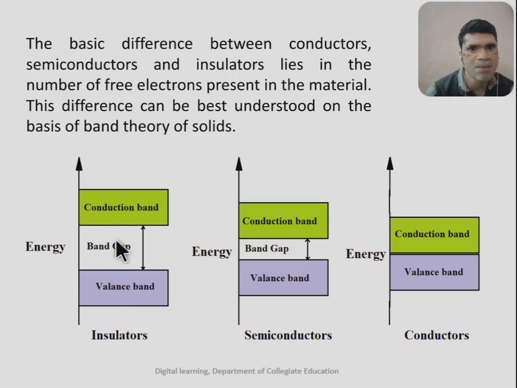When the band gap is very large, it is considered an insulator. When the band gap is intermediate between that of conductors and insulators, it will form a semiconductor. In case of conductors, the valence band and conduction band overlap. That is, the band gap is either very small or the two bands will overlap.